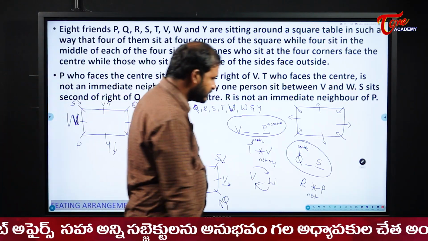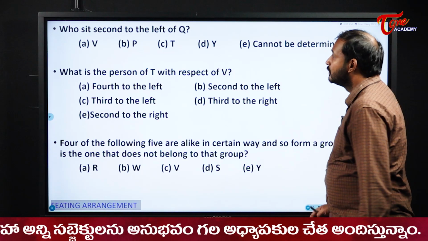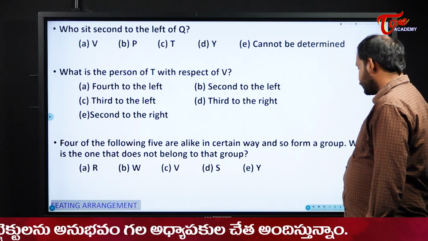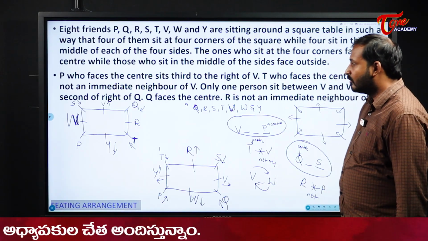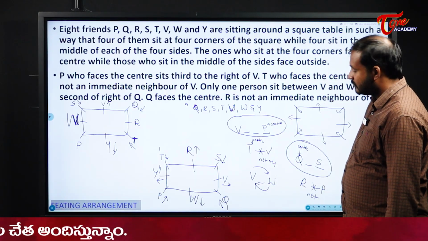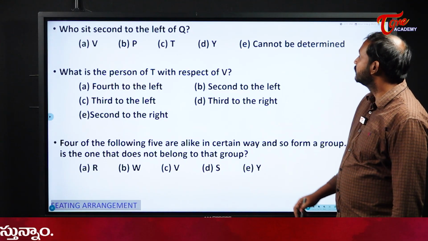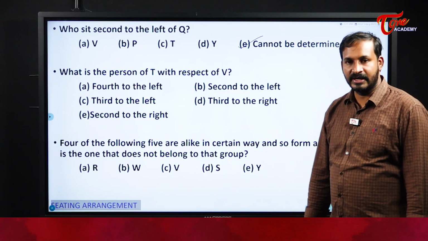Two chances are there for us. Now we will see. Who sits second to left of Q? P and T. There is a chance for both the values. Okay, we cannot tell exactly. Cannot be determined will be our answer.